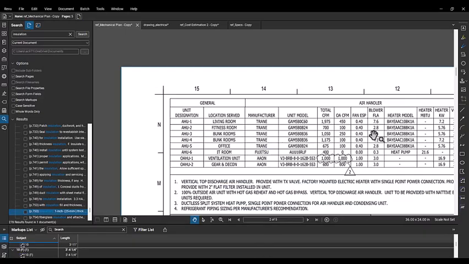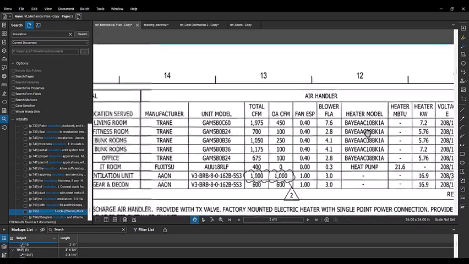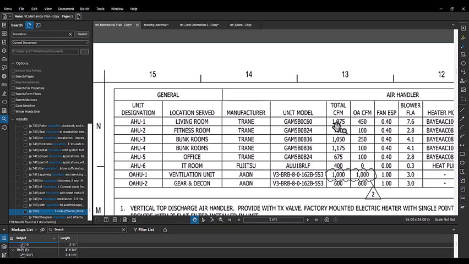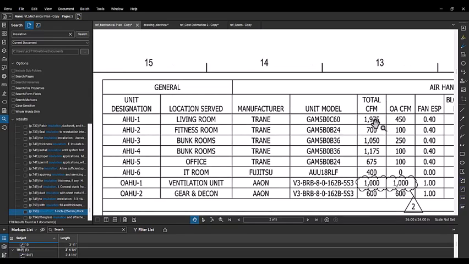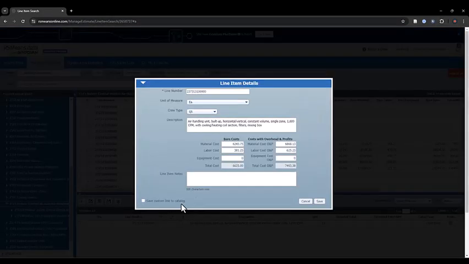The one we have over here is not exactly the same thing. We have this one in 1975. So we can do some adjustment over here. So you can click here and you can say AHU 1975 CFM.